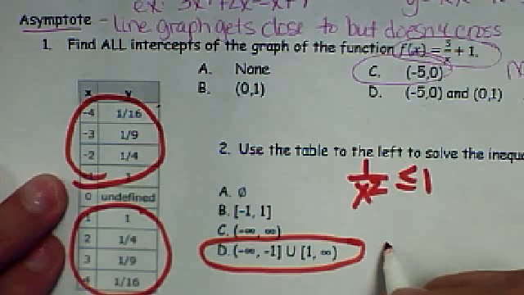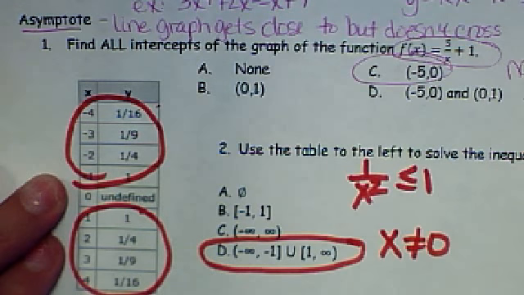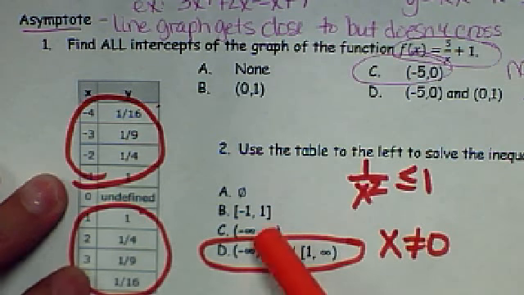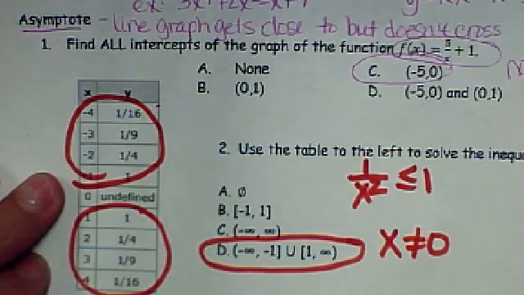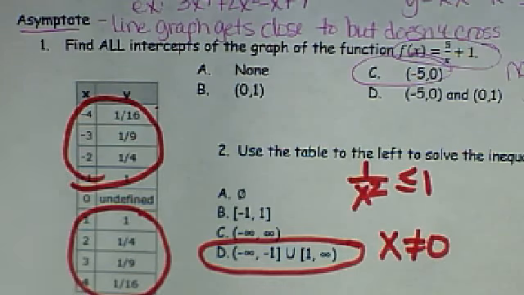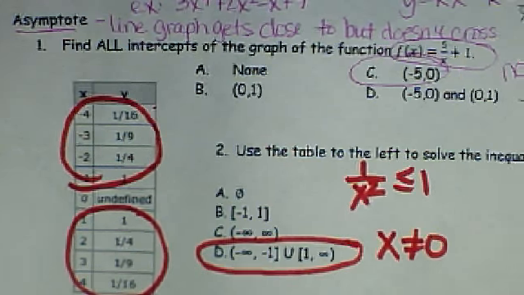Because it's everywhere except x equals 0. Everywhere except for x equals 0 is that inequality true. And that's what this choice D says. From negative infinity to negative 1 with, that union means with, 1 to positive infinity. So you look at the table and you find the places where that inequality is true. And you can do that same thing using your calculator. You just put that into y equals and you can see the same table.